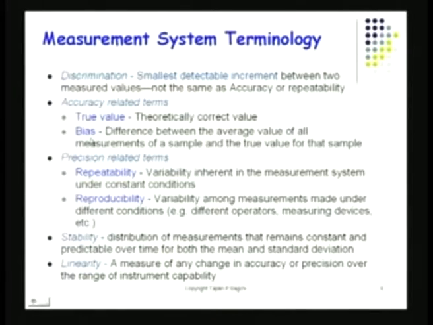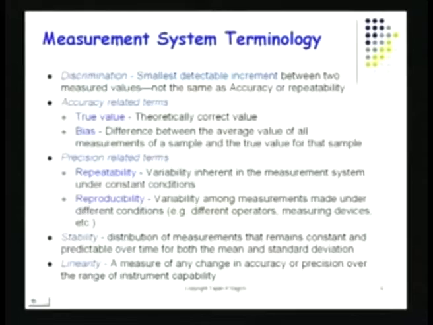Then there is something called bias. Bias is the difference between the average value of all the measurements that you have done and the true value for that sample. So, there is a difference between the average that you produce as a result of multiple measurements and the true value. This is called the bias in the measurement system.